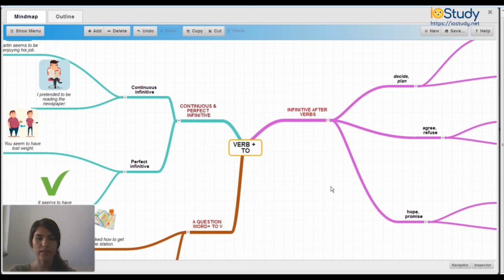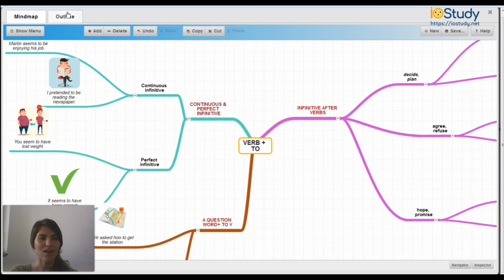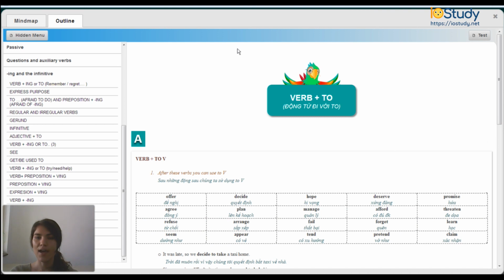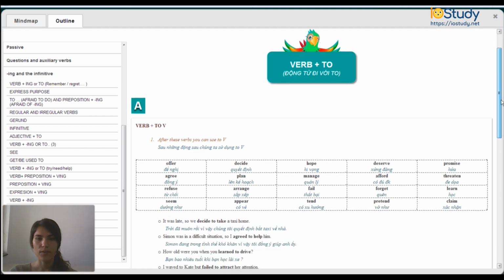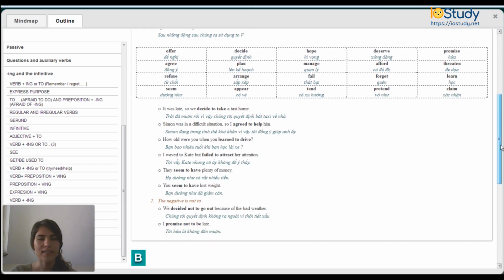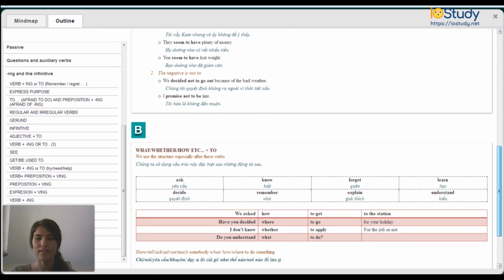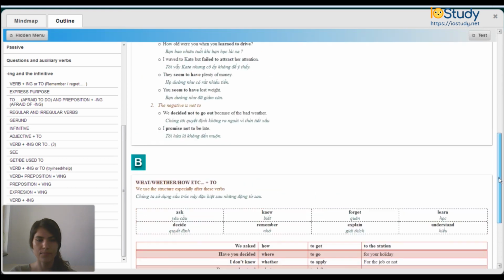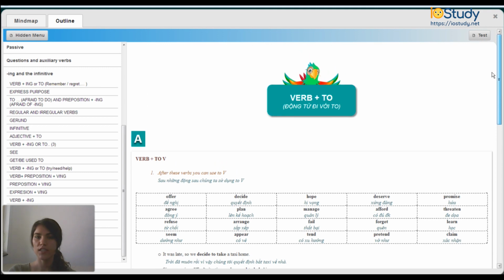And when you're finished with looking at the mind map, go ahead and click on the outline tab to see the outline. So here we have the outline for verb plus to. You can scroll through this and read through it for more information and to find examples of sentences on how to use this English grammar rule correctly. So once you're finished with the outline for verb plus to, you can click here to find the test and see how much you know about the English grammar rules for verb plus to. So in the next video, we're going to take the test together.